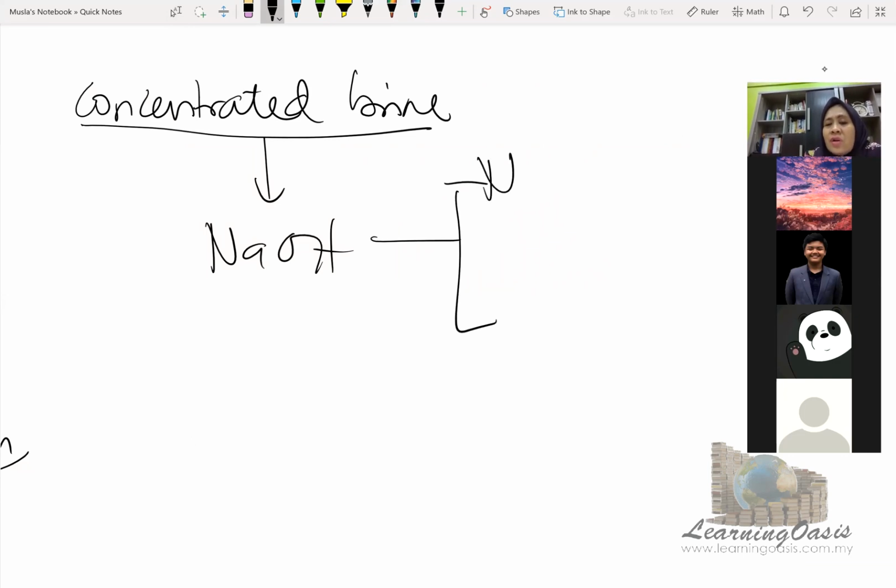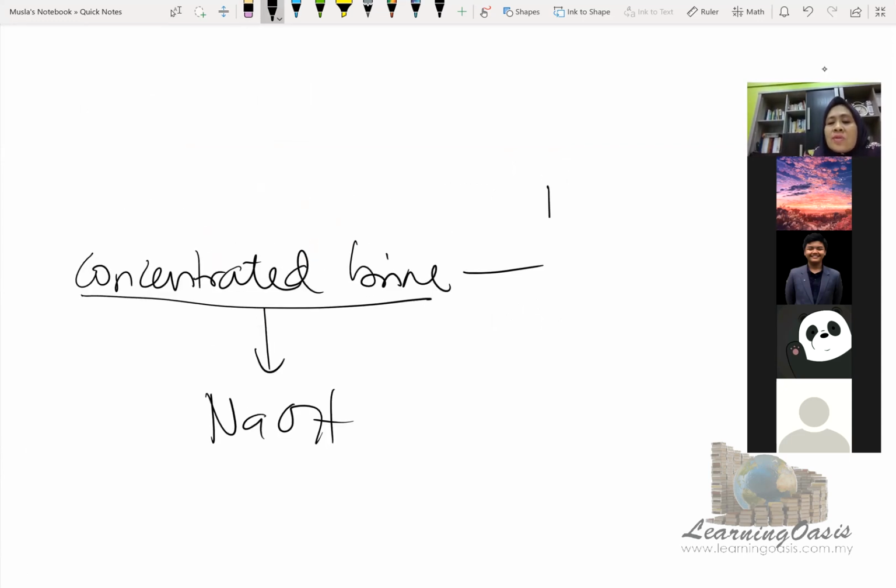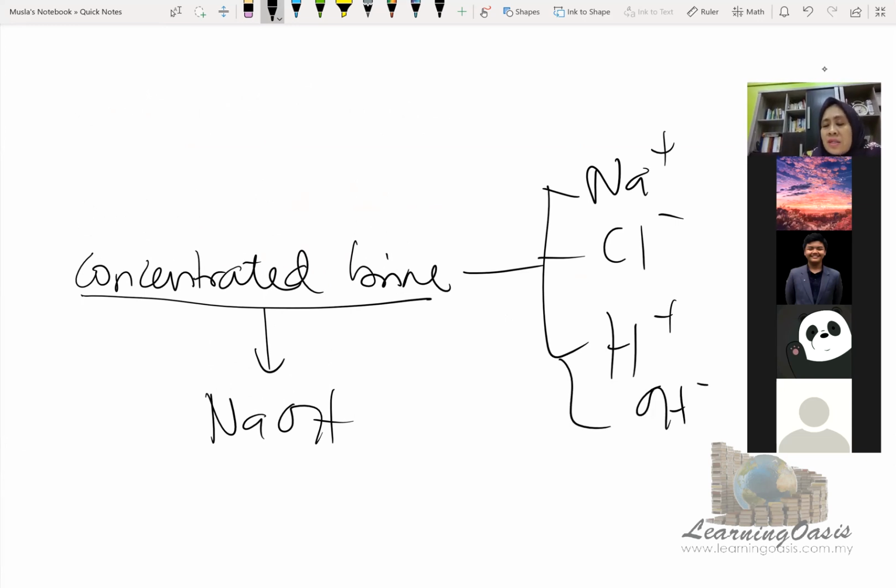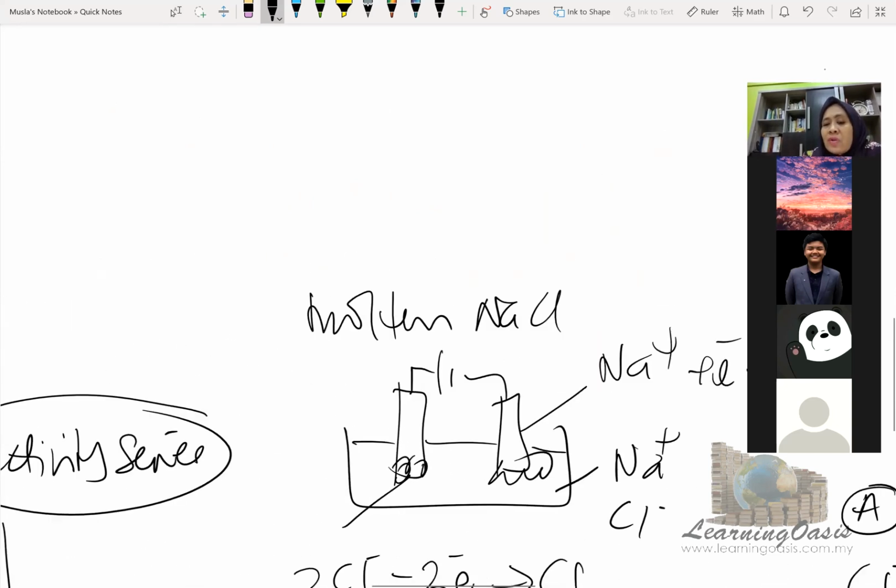You have sodium ion, hydroxide ion. Sorry, concentrated brine. Sorry, brine is sodium chloride. Okay. Sodium chloride. So you have Na plus, Cl minus, and even though it's concentrated, there still is some water there. So you have H plus and OH minus. Now, to do this, you have to go back to the second factor.